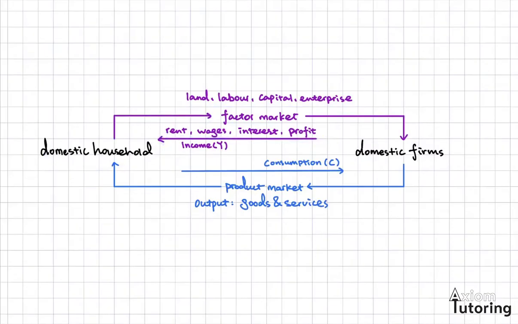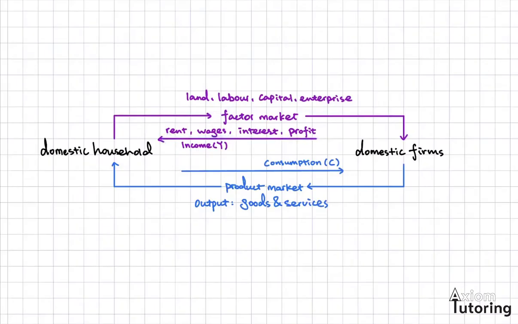Notice that two things move in opposite directions. The real flow consists of factors of production moving from households to firms, while the money flow consists of income flowing from firms to households.